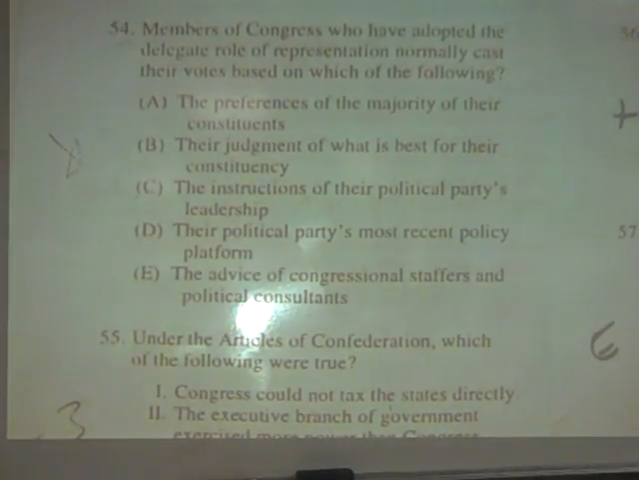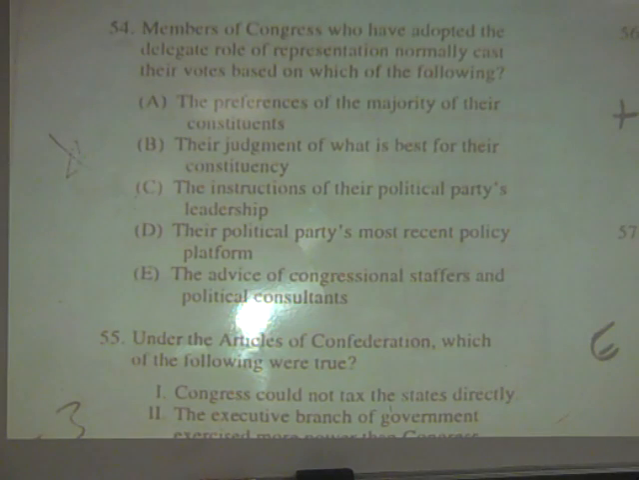The trustee view says that people should just trust them to do what's best, much like a child trusts their parents to do what's best for them. All right. Remember, the framers of the Constitution tended to believe in the trustee idea, that the people may be ignorant. So let's trust the elite to take care of the policy making.